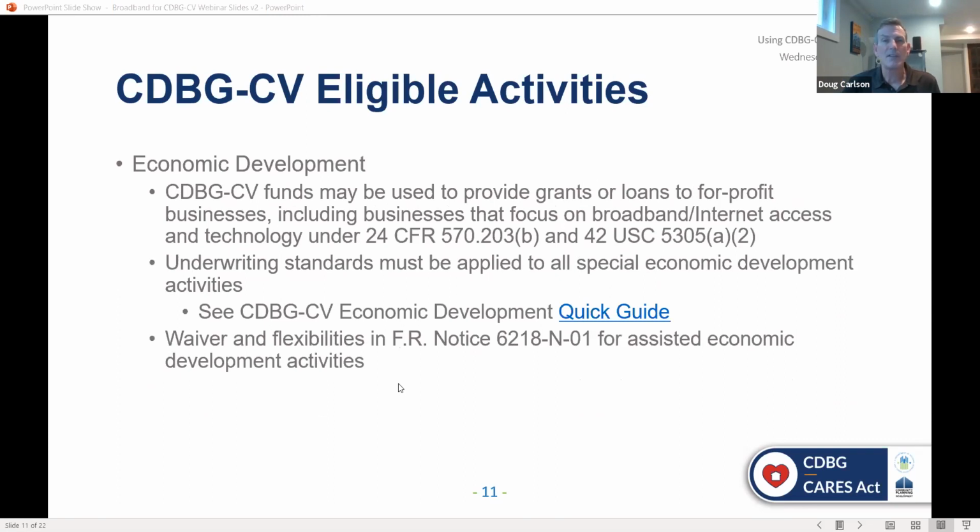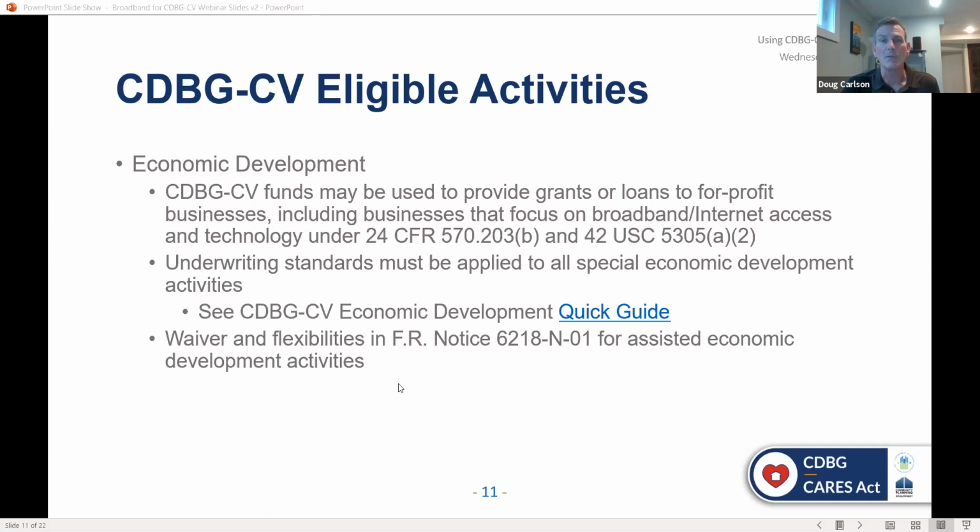So the next category of activities, again, and there's a quick guide related to this for CDBG-CV, is economic development. This is another topic that is pretty hot right now with respect to CDBG-CV. How do we help the economy in our community as a result of the pandemic? And CDBG-CV funds can, of course, be used to provide grants or loans to nonprofit or for-profit businesses, including businesses that focus on broadband and internet access and technology.